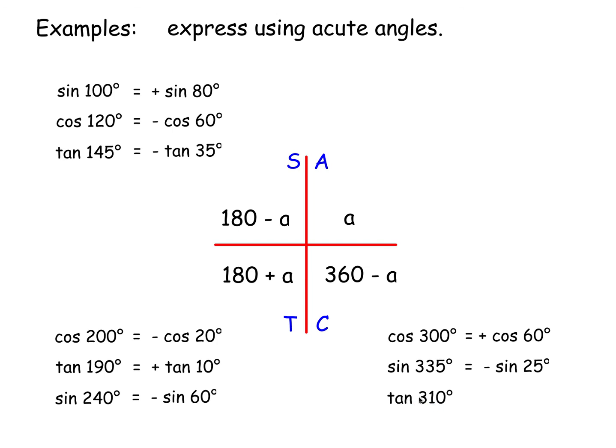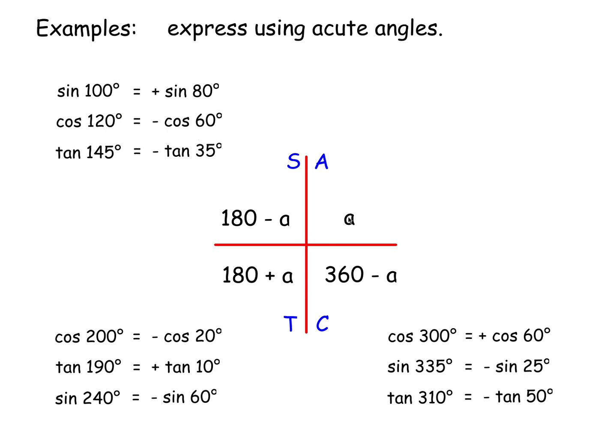And finally, tan 310, turn around 310 degrees, you're 50 degrees short of 360, that's 50 for A. Tan 310, same as tan 50, because cosine only is positive, this is a negative tan 50. So these are equivalent angles.